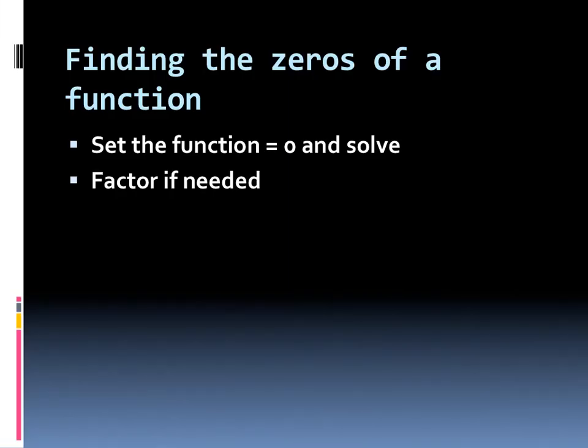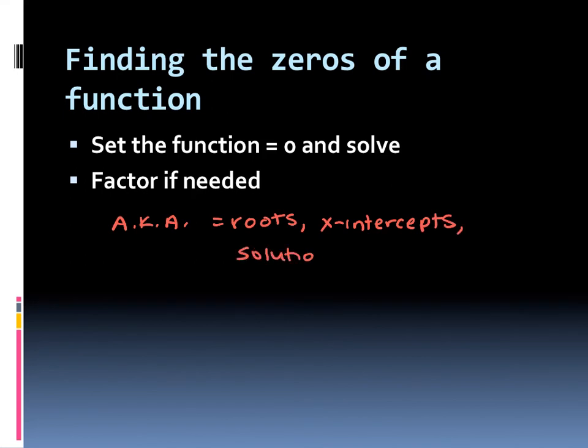All right, finding the zeros of the function. So the zeros are the same thing as the roots, the x-intercepts, the solutions. All of those mean the same thing. It is where it's crossing your x-axis. It's where your f of x equals 0. It's where your y equals 0. So those are all the same things.